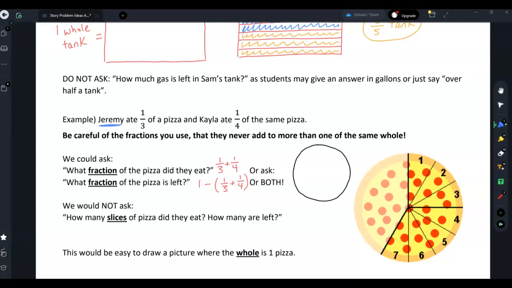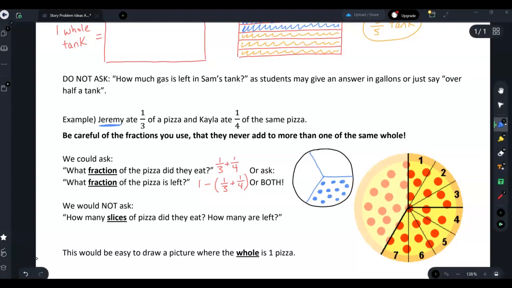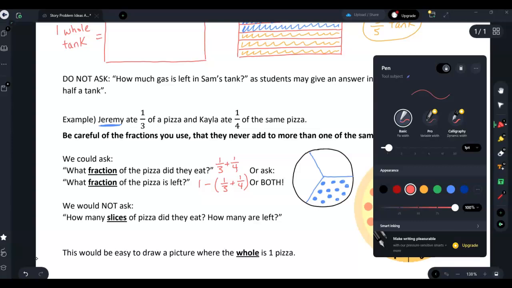Sorry, let me redo that. I accidentally kept erasing that, so I had to redraw it. And so since Jeremy ate 1/3, I'm just going to shade one of these thirds, or if you want to get creative, we could shade by drawing little pepperonis, or you could just shade it. It doesn't matter, however you want to do that. So there's Jeremy's third. And then if Kayla ate a fourth, it's a little bit tough to do.